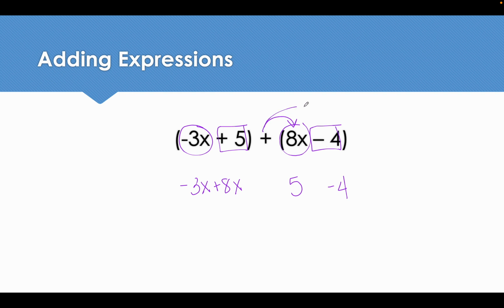This addition sign tells me what I am doing with the 5 and the negative 4, which is adding them. Negative 3x plus 8x is 5x, and 5 plus a negative 4 is 1. To complete my answer, I put a plus sign in the middle for my final answer of 5x plus 1.